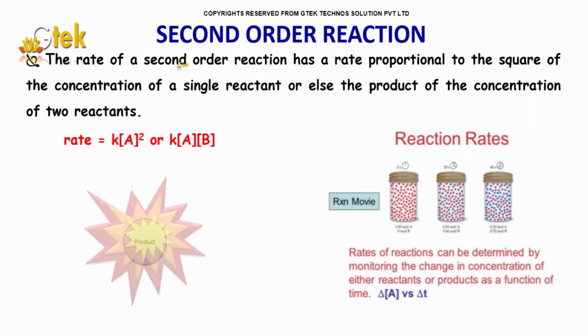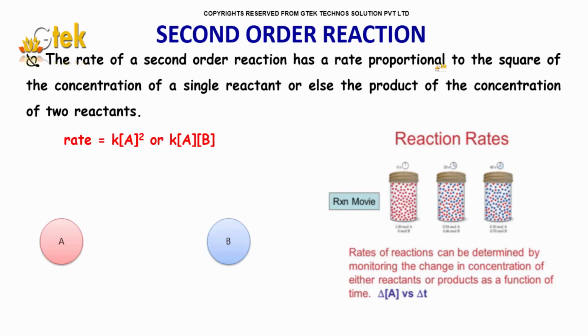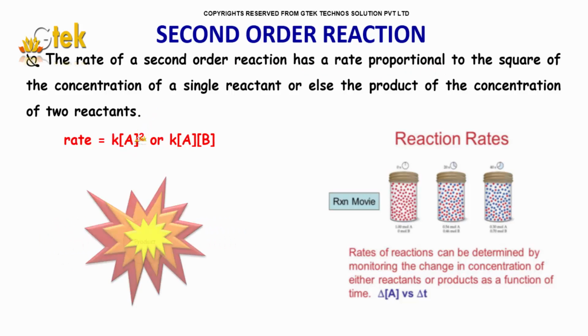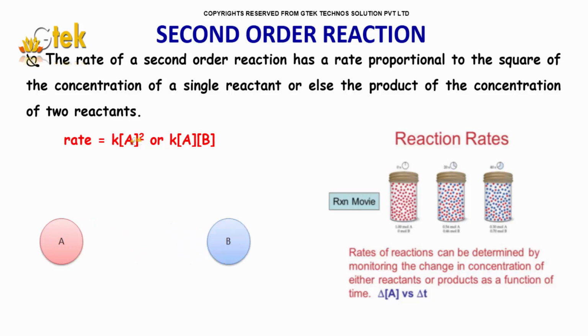Further, the rate of the second order reaction is directly proportional to the square of a single reactant, or else the product of the concentration of two reactants. So rates of reaction can be determined by monitoring the changes in concentration of either reactants or the product as a function of time. So delta A versus delta t.